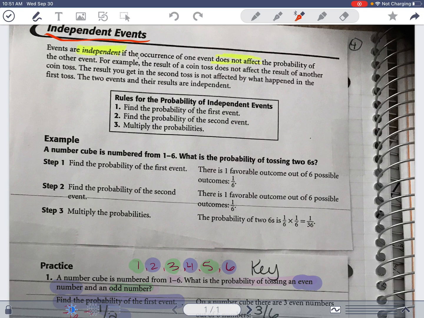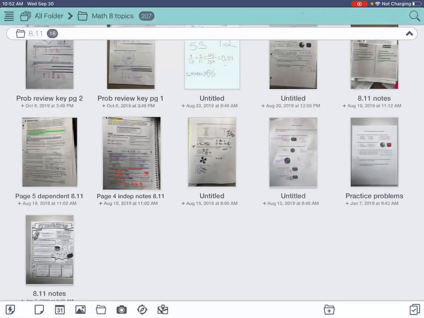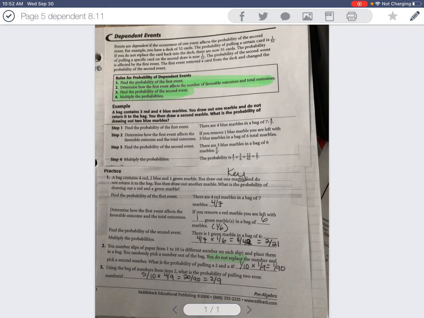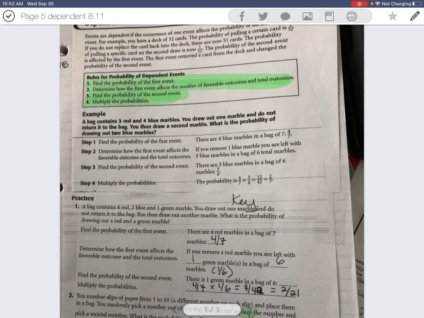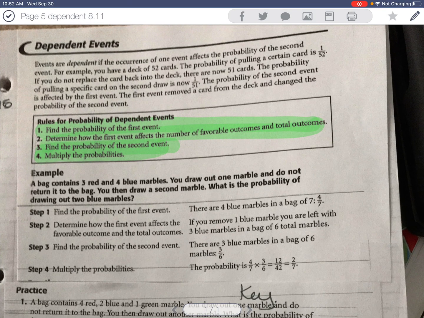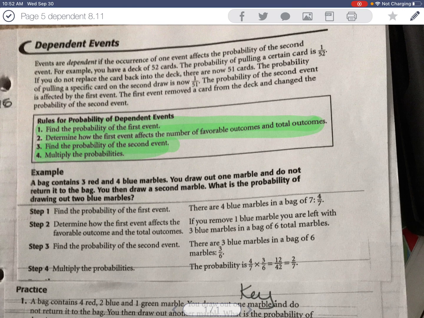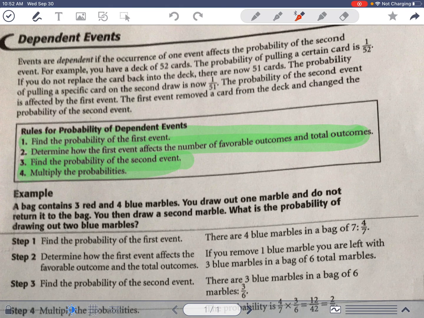Now let's talk a little bit about dependent events. Dependent means something depends on something else. Events are dependent if the occurrence of one event affects the probability of the second event. For example, you have a deck of 52 cards. The probability of pulling a certain card is 1 out of 52. So if I said pull Ace of Hearts, it would be 1 out of 52.